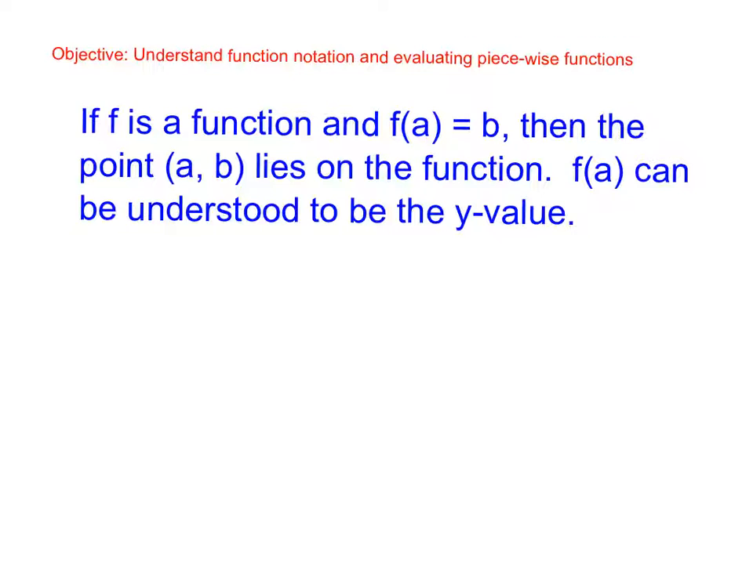Okay, so if f is a function and f of a equals b, then the point (a, b) lies on the function. f of a can be understood as the y value. So if I have f of 7 equals -3, all you want to remember is that the 7 is your x, and f of 7 is your y value. These are interchangeable. It's just another way of writing the point. The top way, we like it because if we have more than one function, I can say f of 7 is -3, g of 7 is 8, things like that.